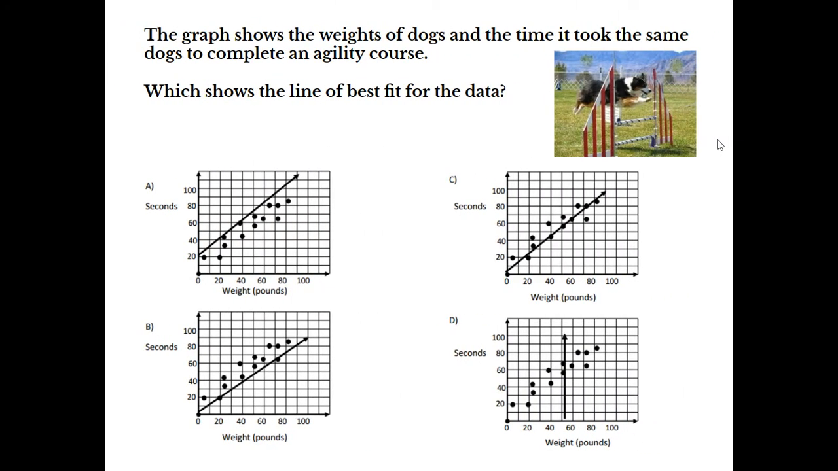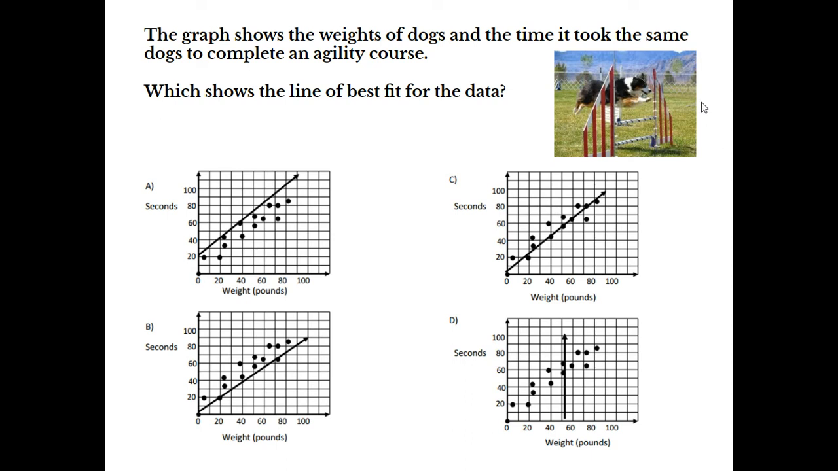All right, now we're going to take a look at line of best fit. So here we have graphs that show the weights of dogs and the time it took them to complete an agility course. It's asking us which shows the line of best fit for the data. It looks like we have a positive correlation if you look at all four of the graphs. As the weight of the dog increases, the seconds it takes them to complete the agility course also increases. Just take a look at the lines.